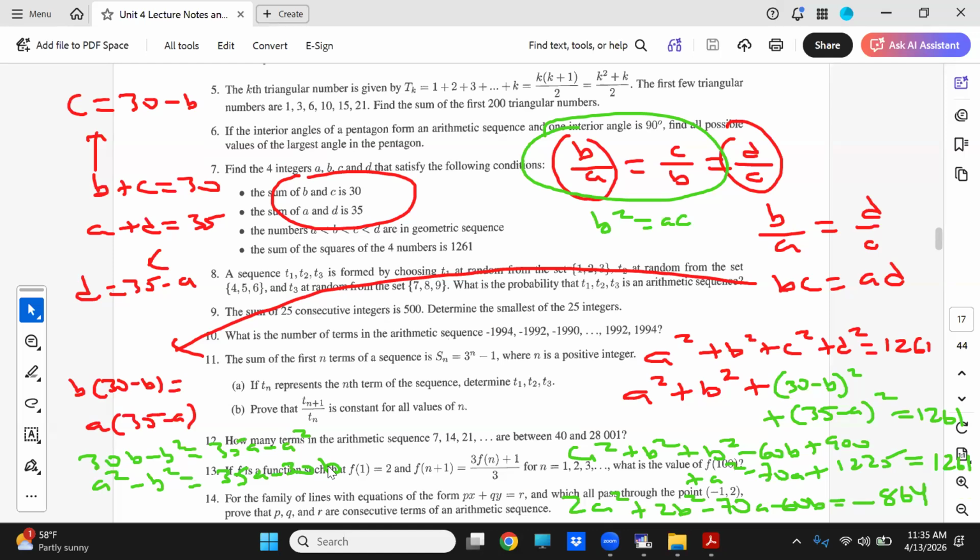This is really cool. What multiplies to 216 and adds to 30? 12 and 18. Oh wow, look at you. So B equals 12 or 18. So you have 8, 12, 18, and 27. The ratio is 1.5. There we go.